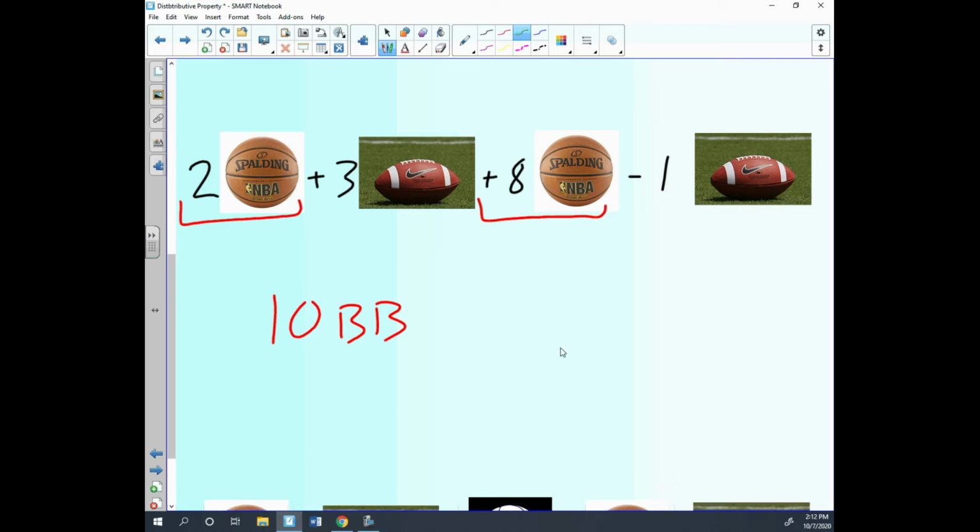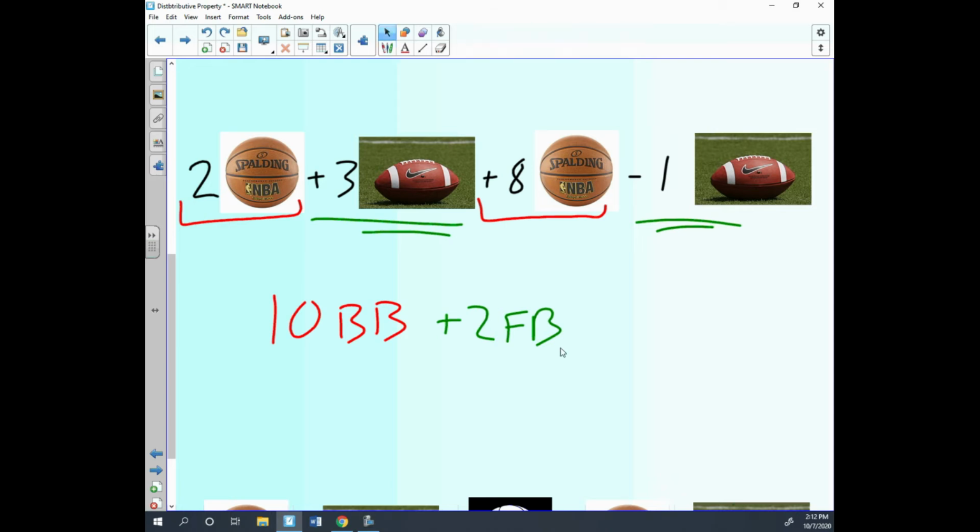And if I have the 3 footballs and I take away 1, or 1 gets popped or something like that, I still have 2 footballs. Okay, so that's how the combining like terms idea works.